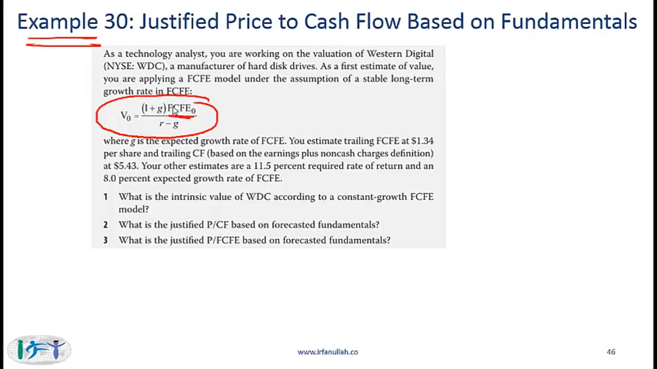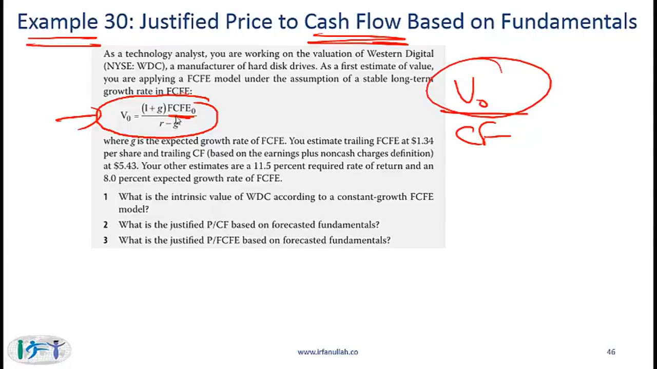Is that easy to do? You've done that before. This is from the earlier reading. Then what is the justified PE based on fundamentals? That justified PE would simply be the value that you come up with through the use of fundamentals divided by whatever measure of cash flow you are using. Since we are talking about price to cash flow, when we talk about the justified number, you don't use the market price, you use the value that is calculated based on the fundamentals. That is the fundamental point over here.